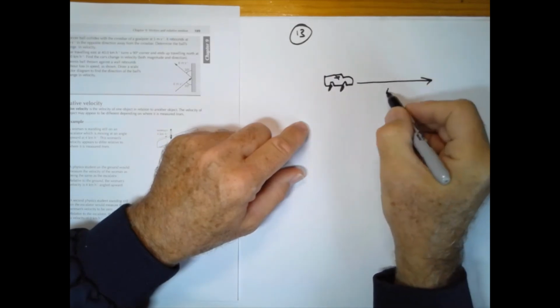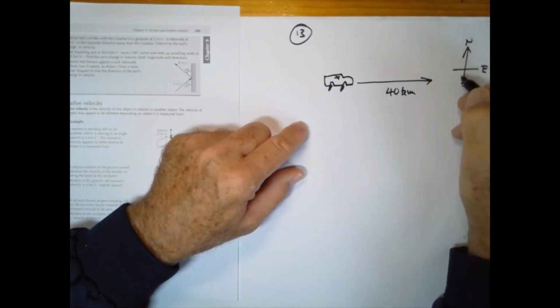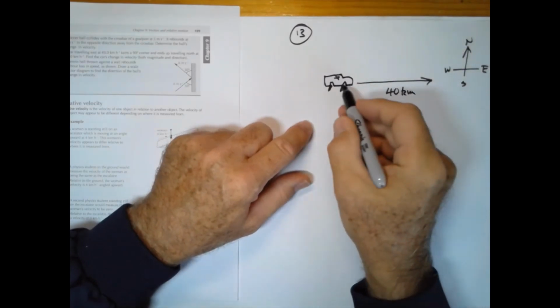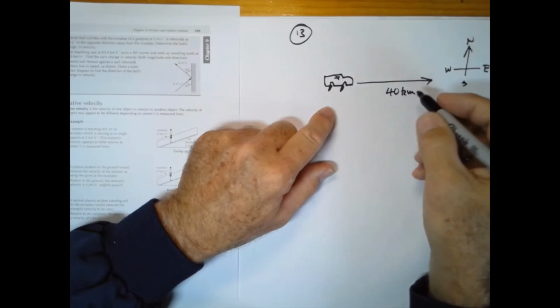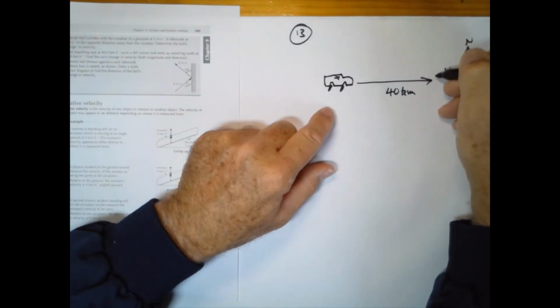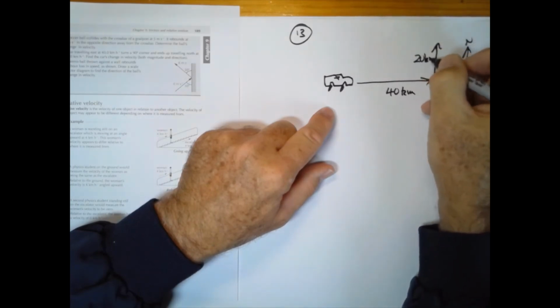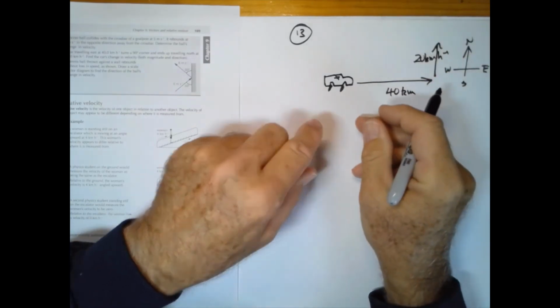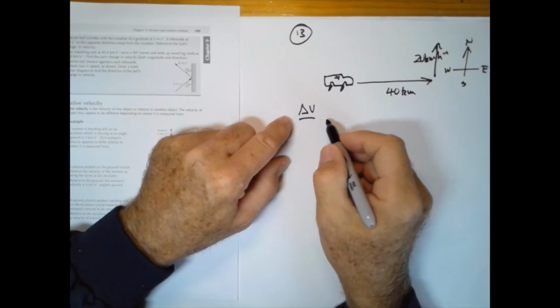40 kilometers per hour east. Here's our north, east. And it's clearly an SUV travelling 40 kilometers per hour, turns a 90-degree corner and ends up travelling north at 20 kilometers per hour. 20 kilometers per hour travelling north. Find the car's change in velocity in both magnitude and direction.